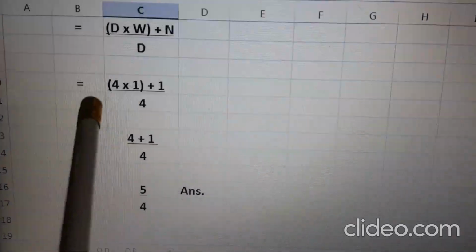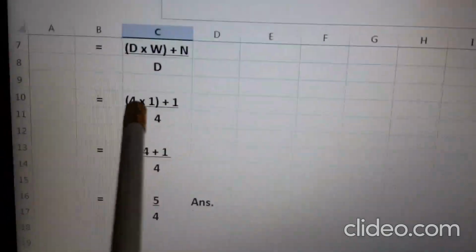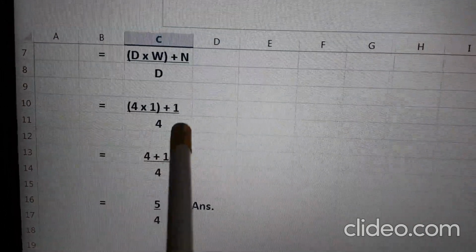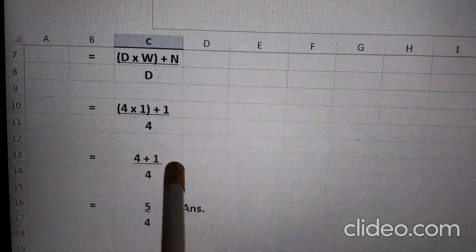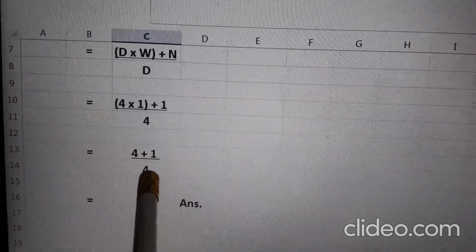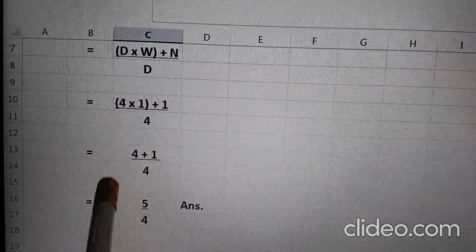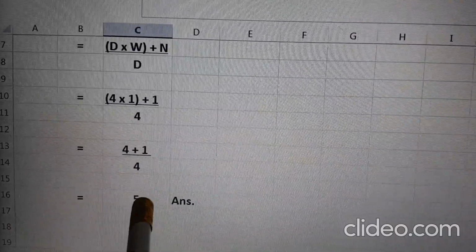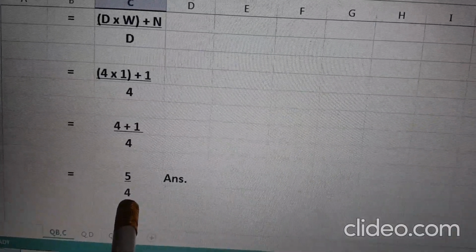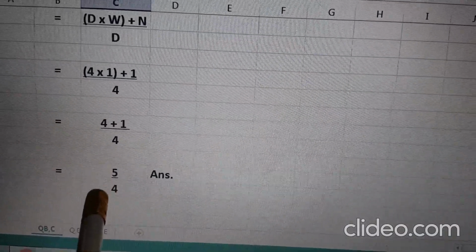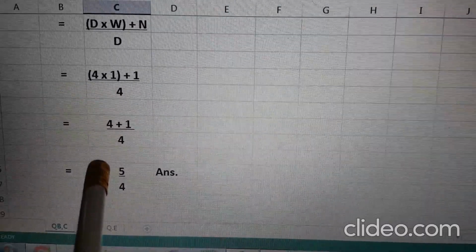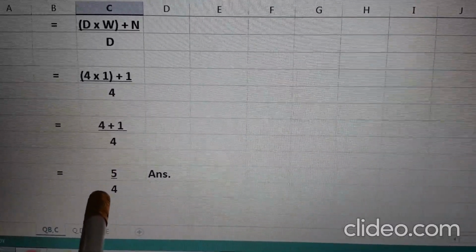So we will multiply 4 and 1. 4 ones are 4 plus 1 divided by 4. 4 is denominator. We'll write 4 as denominator. So 4 plus 1 becomes 5 and denominator is 4. So we'll write 5 upon 4. So the improper fraction is 5 upon 4.